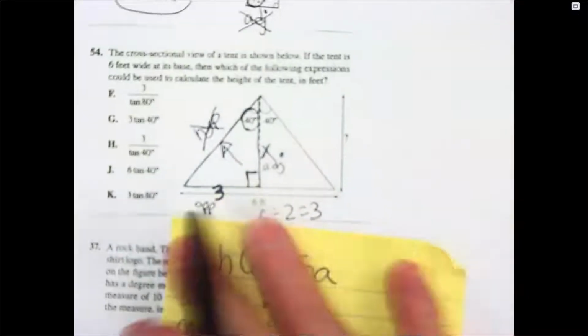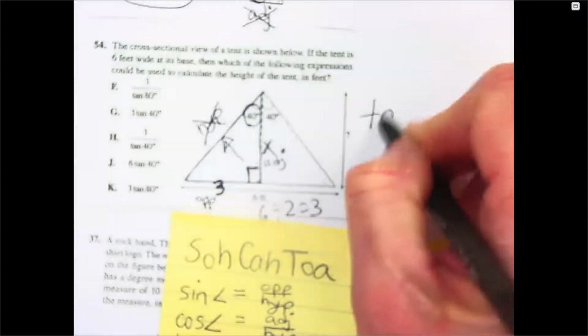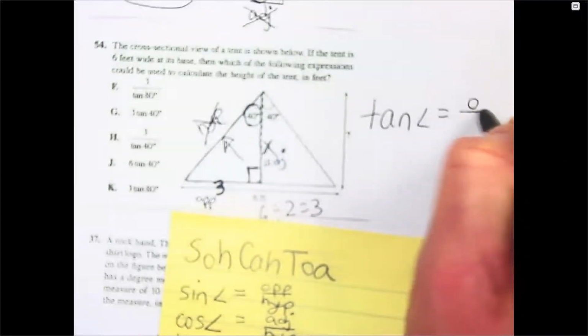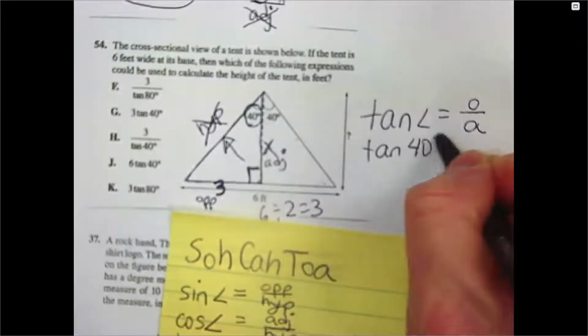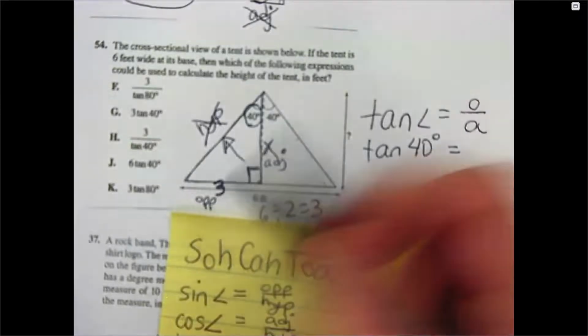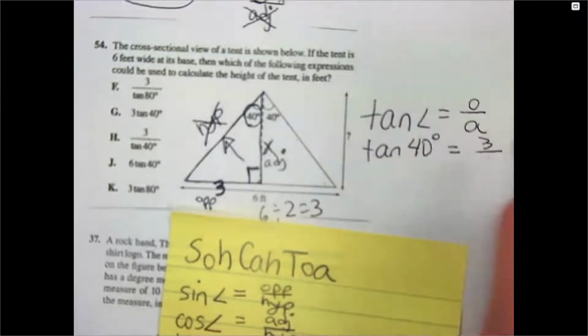So let me scoot these formulas out of the way. So tangent is O over A. So tangent of the angle. So that angle's 40. Remember, you're not using the right angle. And the opposite is 3. And the adjacent is X.